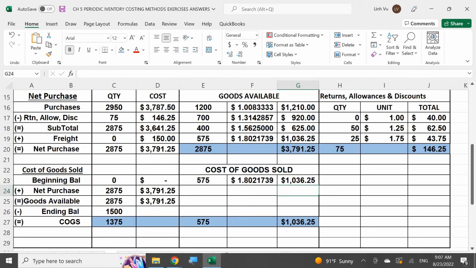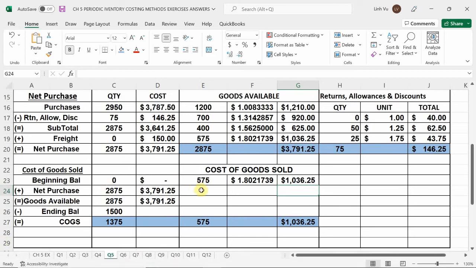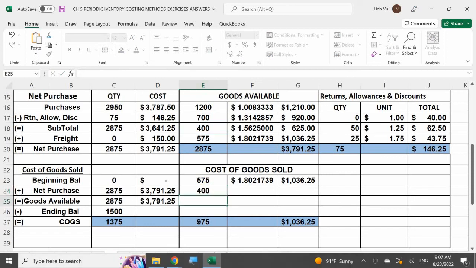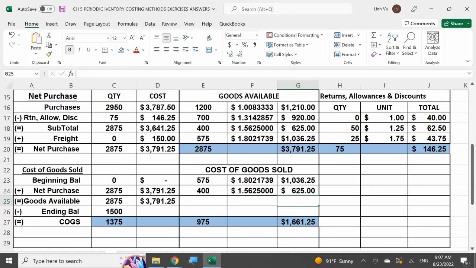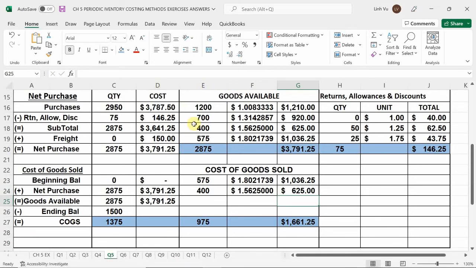I need to get to 1375. So how many more should I keep selling? Which batch of inventory am I going to dip into next? 400. 400. So in this case, I'm going to take all of it once again. No calculation necessary here because I'm taking all of it. So I'm at 975. Now, I have two more batches of inventory left, 1,200 and then 700.